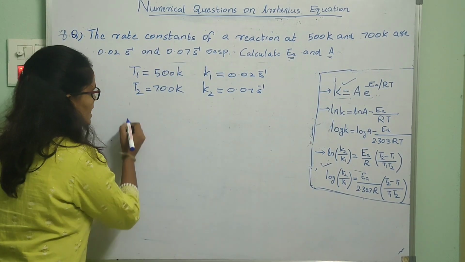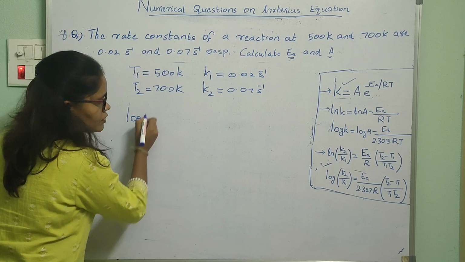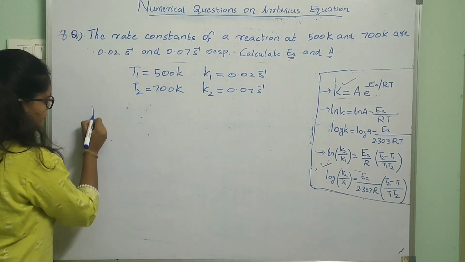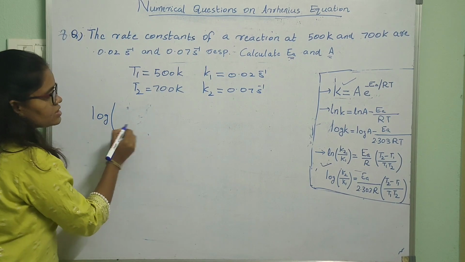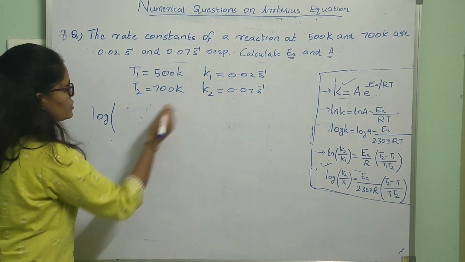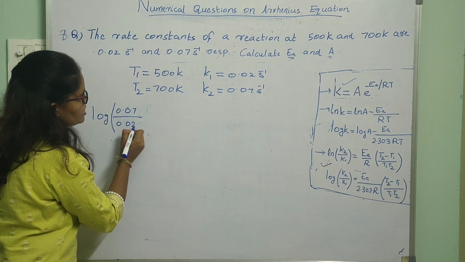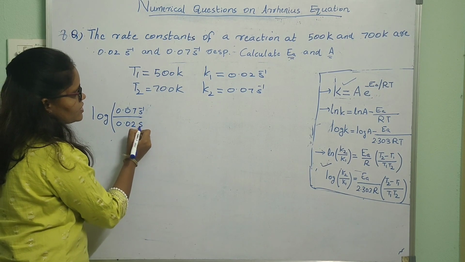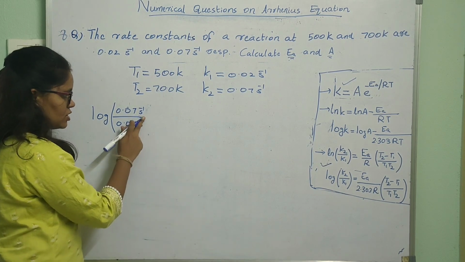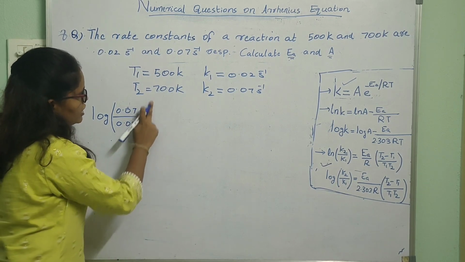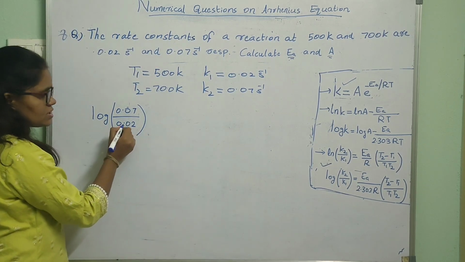So let's start. The equation is log K2 by K1. I'll just substitute the values. K2 is 0.07 by K1 is 0.02. So this will be second inverse, and this also will be second inverse. So second inverse and second inverse will get cancelled. There is no point in writing them, so this is just a number.